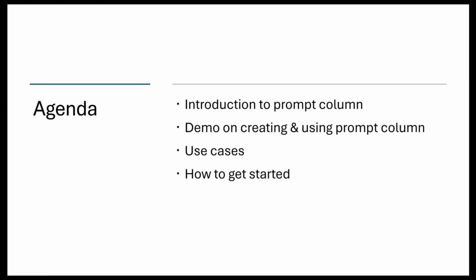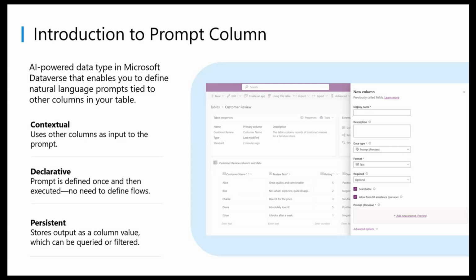So prompt columns is a specialized data type that we recently released. It allows you to define natural language prompts that are tied to other columns in your table. So in my case, what I just demonstrated is I defined a natural language prompt to identify the sentiment or the state according to another column as input. As you can tell, it's very highly contextual, which means that you can derive insightful data from existing data that's already in your table.